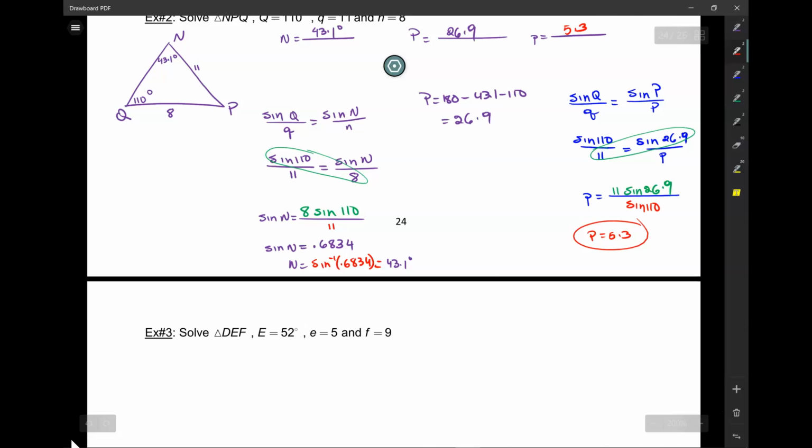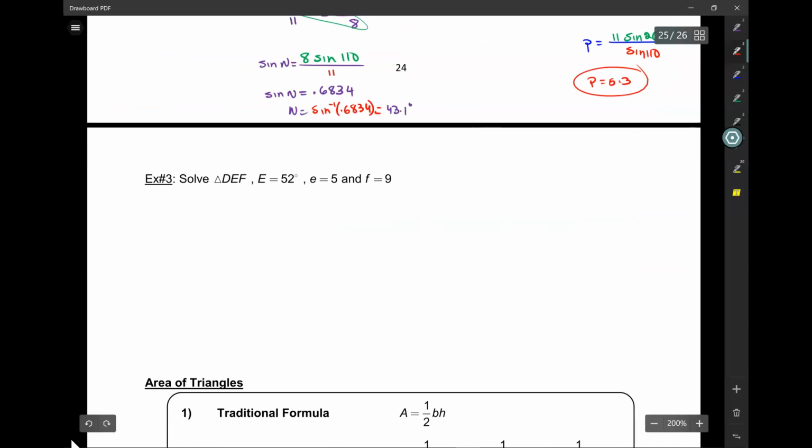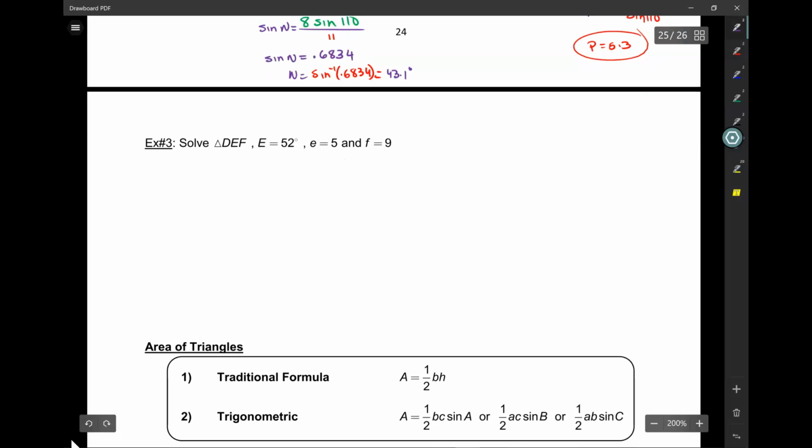All right, cool. Okay, so let's do one more. DEF. I'm going to start from here. DEF. E is 52. Little e is 5. F is 9. All right, so let's do this one a little bit more quickly. Sine of e over little e is sine of f over little f. So sine 52 over 5 is sine of f over 9.